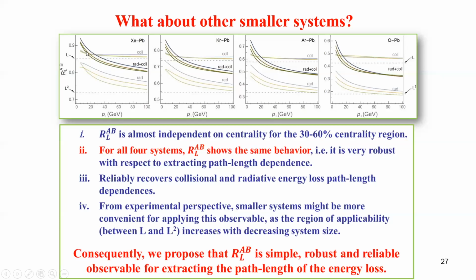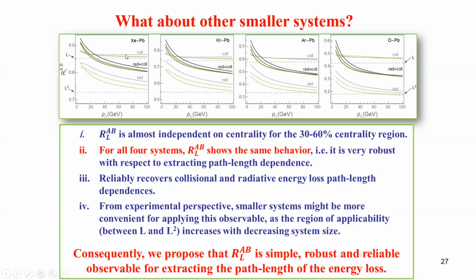So in this figure, we take our full energy loss formalism, which includes both radiative and collisional energy loss. Then we also plotted 2 scenarios. This scenario corresponds to the path length dependence if we take into account only collisional energy loss. And this scenario corresponds to the extracted path length dependence if we use only radiative energy loss. And by looking at this figure, we all know that collisional energy loss has linear path length dependence.